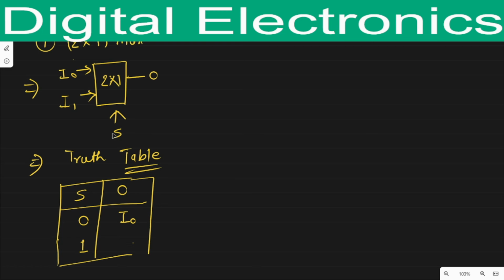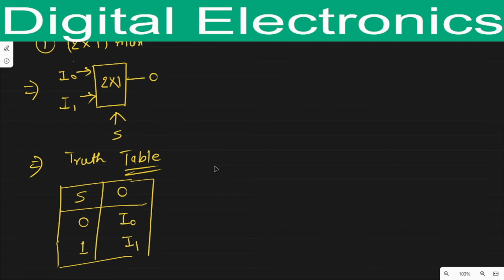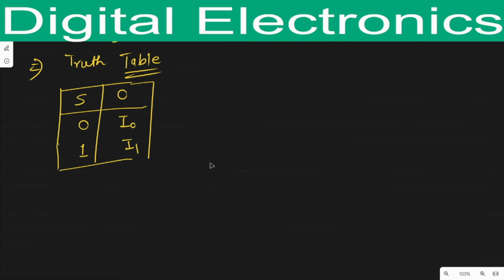But when S equals 1, at that time I1 will be transmitted towards the output. So we will get output as I1. Okay, so this one is our second step. First step is to draw the block diagram. Second step is to make the truth table. What is our third step?